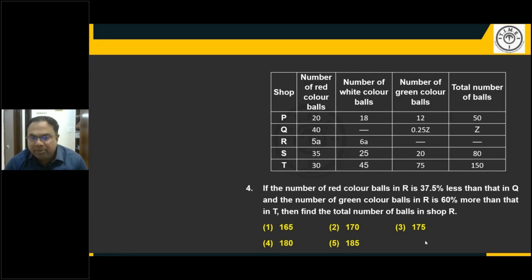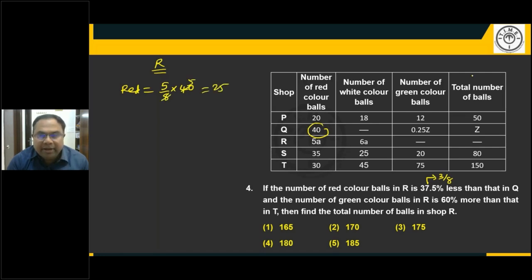We'll discuss now. Only Praful has answered. Let's see what the difficulty is here. The number of red color balls in R is 37.5% less than in Q. 37.5% means it has to be 3 by 8 less than that in Q. Q red color balls are 40. So in R, my red color balls are 3 by 8 less, so it should be 5 by 8 of 40, which is 25.